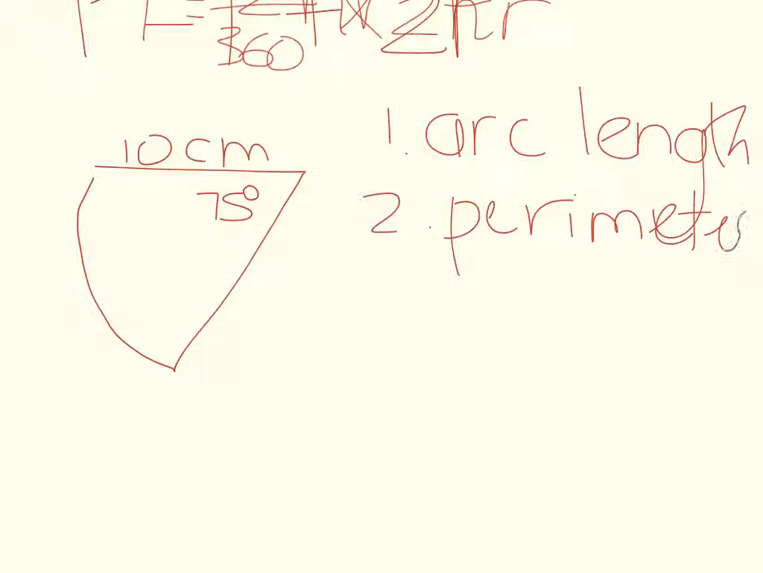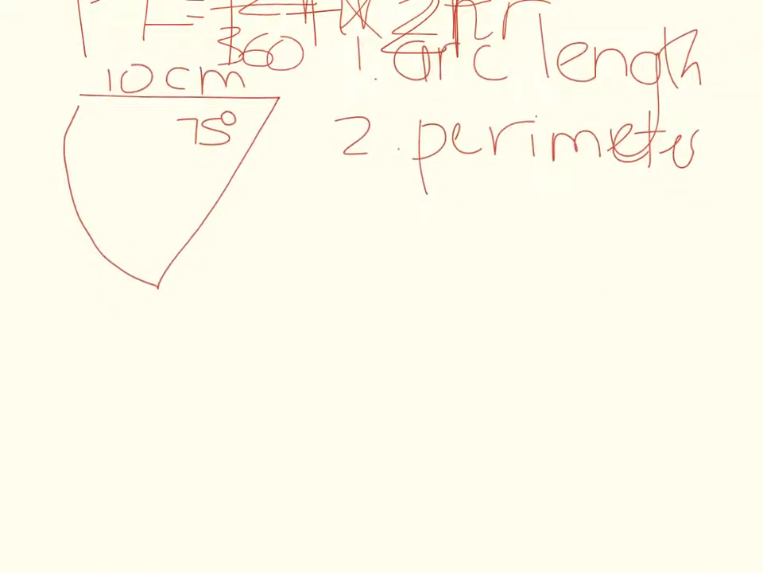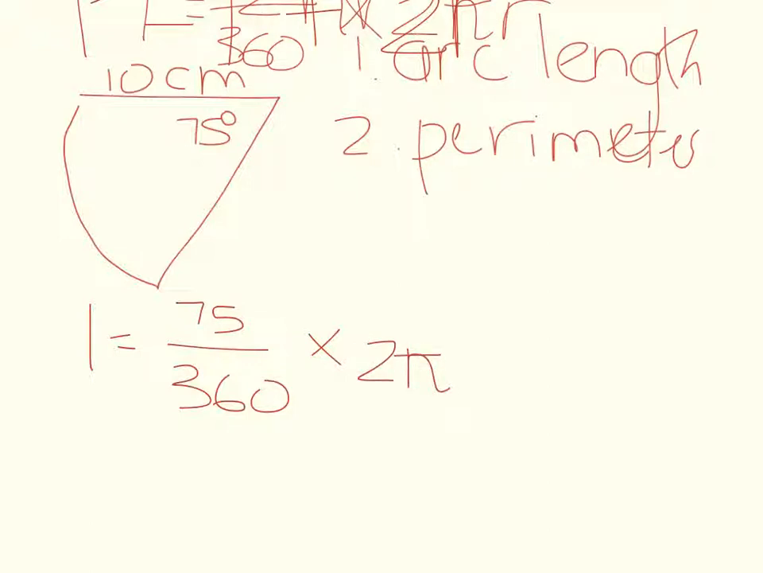Okay, so let's first of all start with number 1. We've got to start off with our L. Now, if you look at your formula, L is equal to, now, what was your degree? Your degree is 75. So you've got 75 divided by 360. And then you multiply it by 2 pi. And then what was your radius? 10 centimeters. So you can put that all into your calculator.